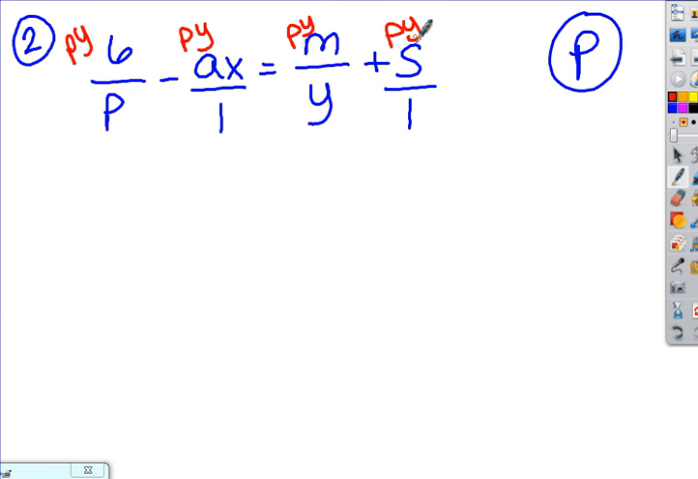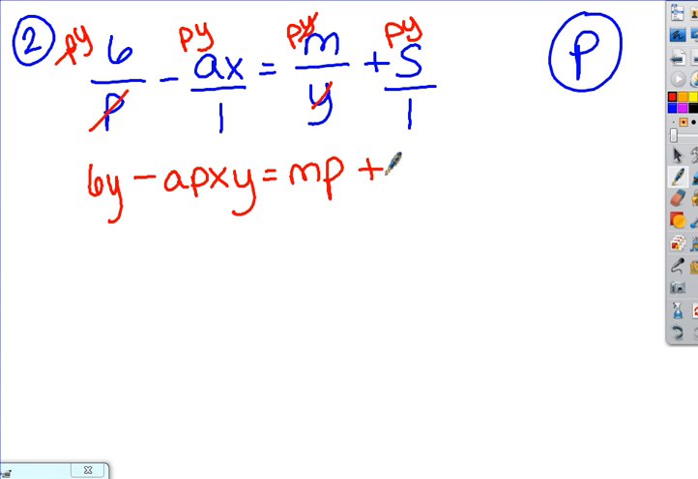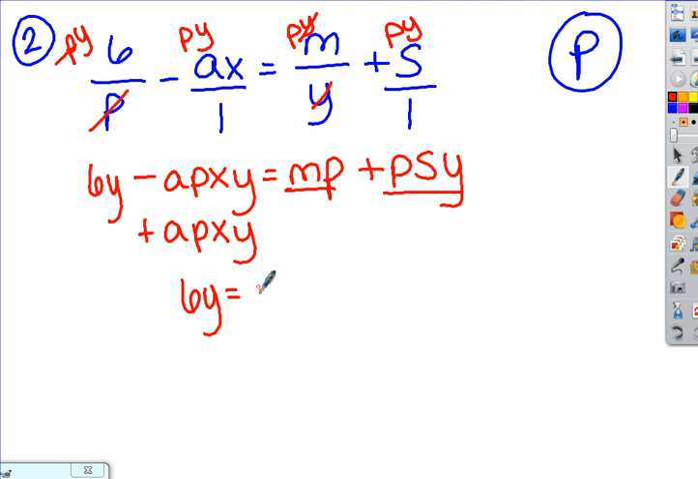Once we multiply each term by py, we can cross cancel to get rid of our denominators. So we now have 6y minus apxy equals mp plus pxy. Now in this equation we are solving for p. We have two terms on the right side of the equal sign that both have p in them. So we're going to add apxy to the other side so that all of the terms that have p in them are on one side of the equal sign. So we have mp plus pxy plus apxy.